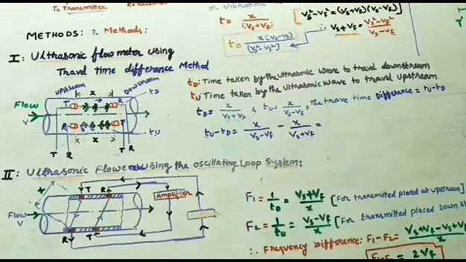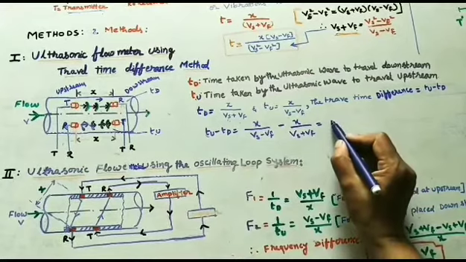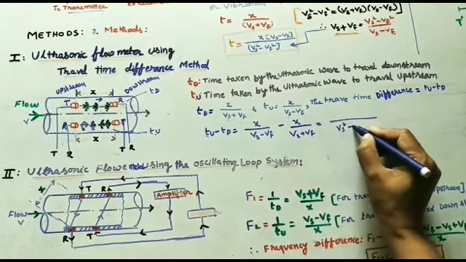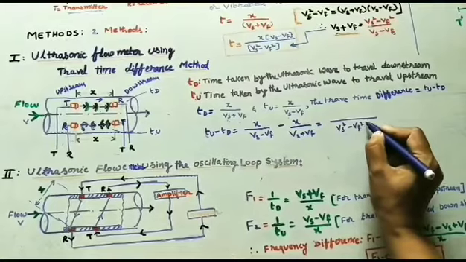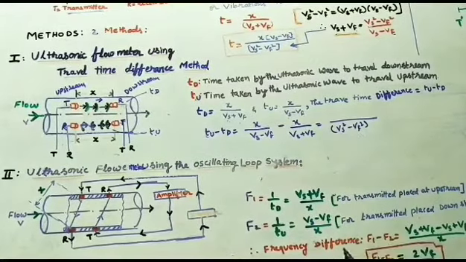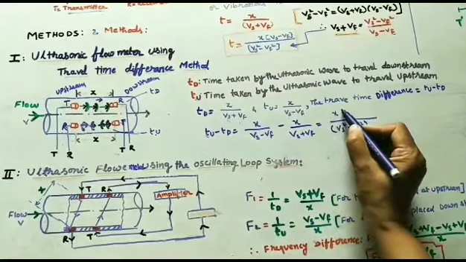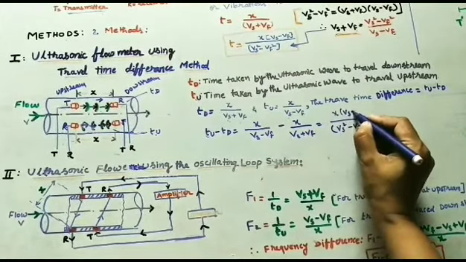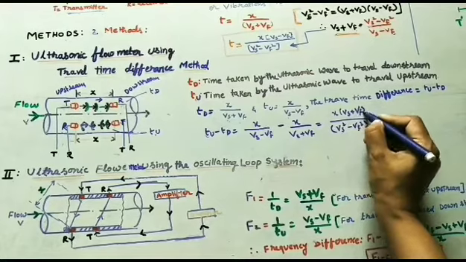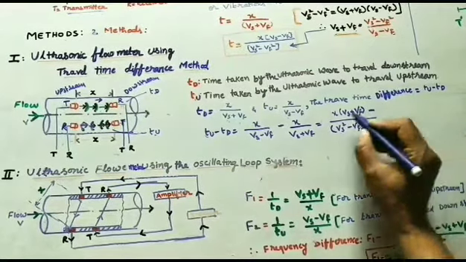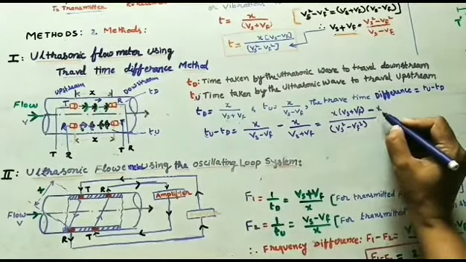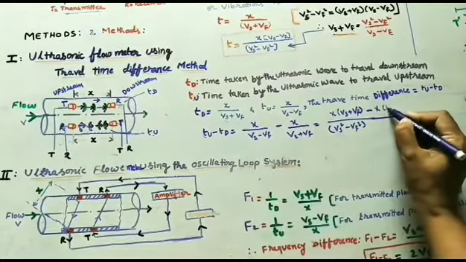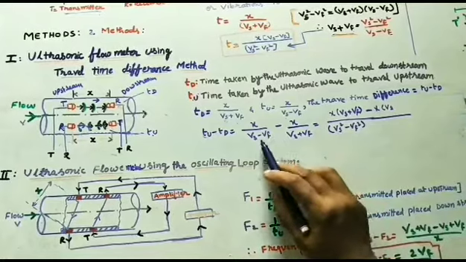So calculate this value. What are we getting? Vs square minus Vf square. Okay, the LCM is here, x into this value will come Vs plus Vf, minus x into Vs minus Vf.